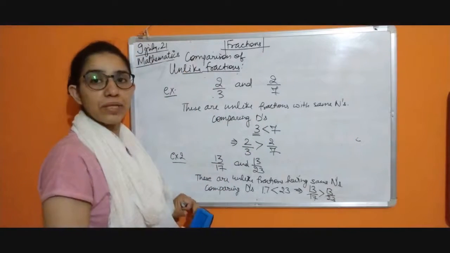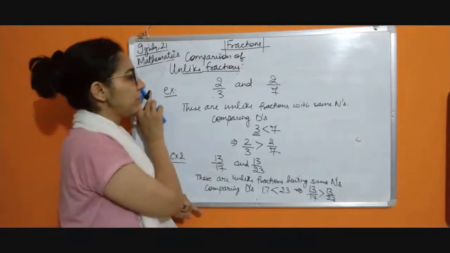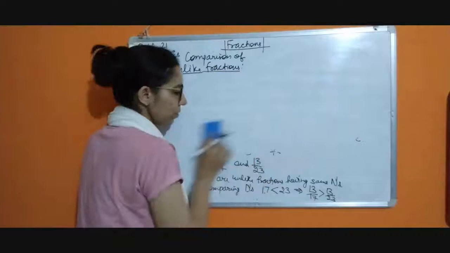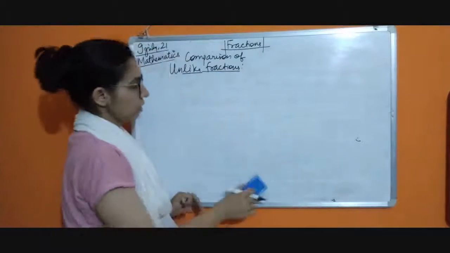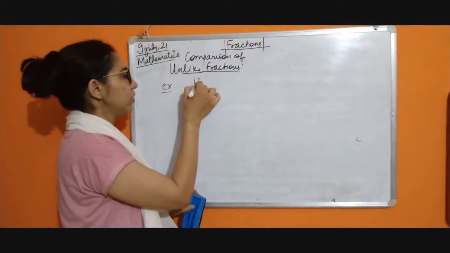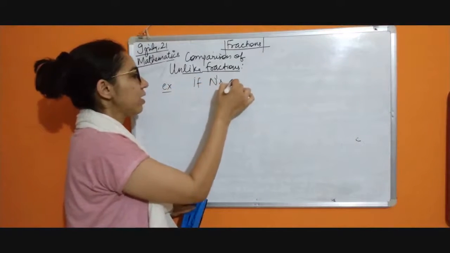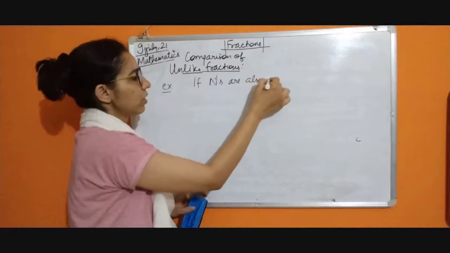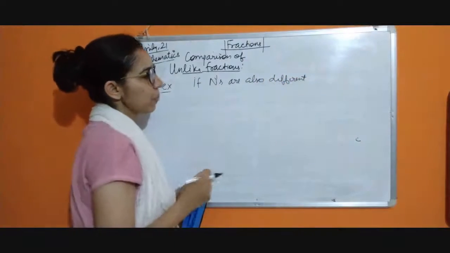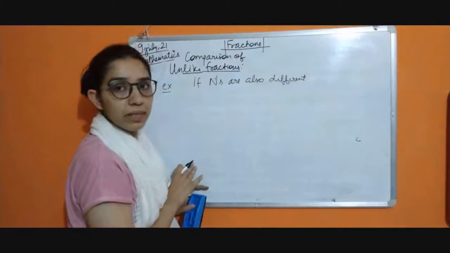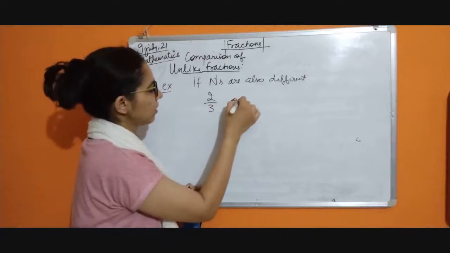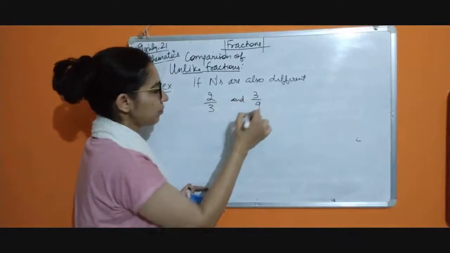So what will happen if the numerators are also not the same? They are also different. So we are going to do some examples of that also. So if numerators are also different, there are different ways of solving, or in fact comparing them. The first method is, suppose we have 2 by 3 and 3 by 9.